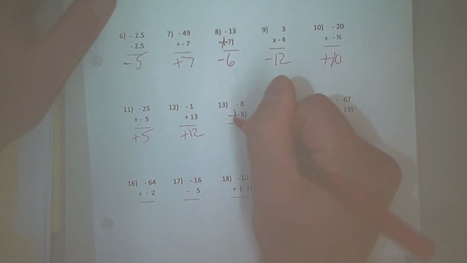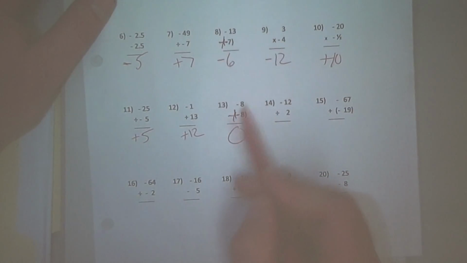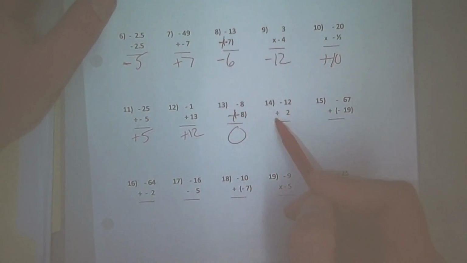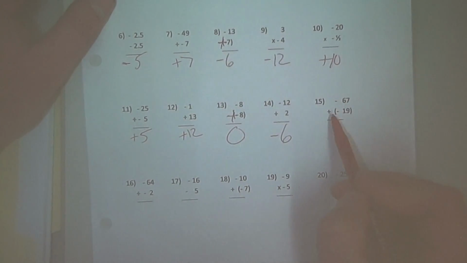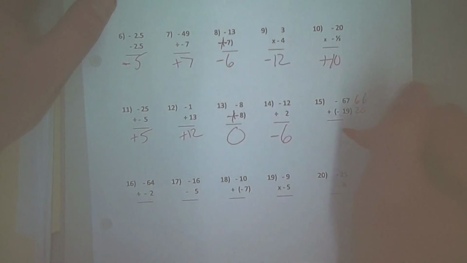Negative 8, that turns to plus 8, is 0. Negative 8 plus 8, they're opposites. Negative 12 divided by 2 is a 6. Negative divided by a positive is a negative. Negative 67 plus a negative 19, they're the same sign. We add. 67 plus 19. In my mind, I take one away and I make this 66 and I make this 20, and that becomes a quick 86.